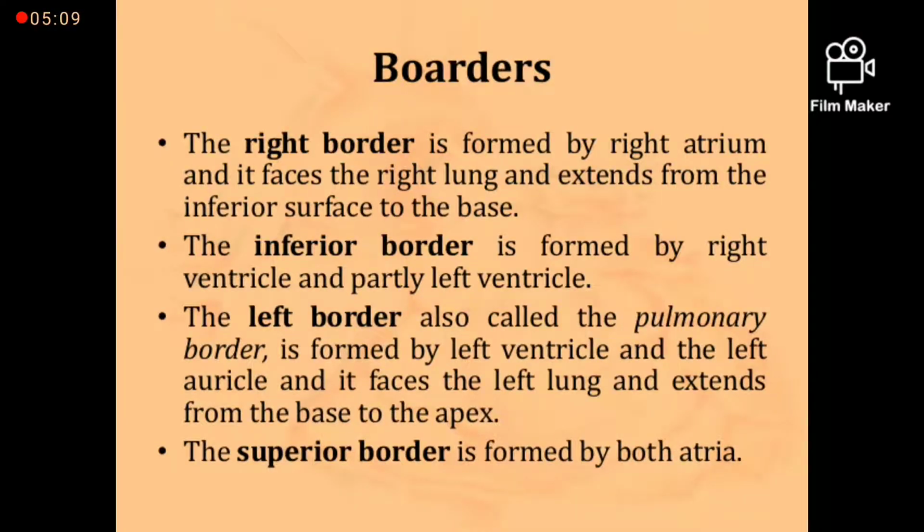Borders. The right border is formed by right atrium and it faces the right lung and extends from the inferior surface to the base. The inferior border is formed by right ventricle and partly left ventricle. The left border, also called the pulmonary border, is formed by the left ventricle and the left auricle, and it faces the left lung and extends from the base to the apex. The superior border is formed by both atria.